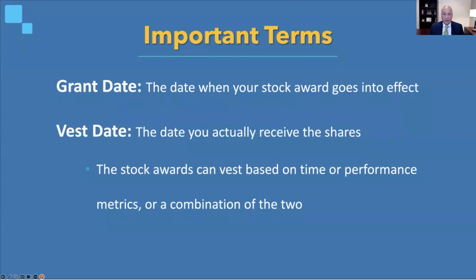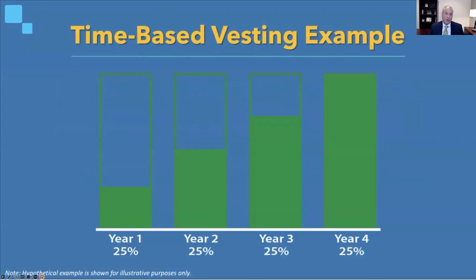There are typically two types of vesting available. One is a time-based vest, the other is a performance-based vest. Some plans actually offer a combination of the two, but let's take a look at this time-based vesting example here. This slide illustrates a vesting schedule that shows the granted shares vesting evenly over a 4-year period. Let's say you're granted 1,000 shares over a 4-year vest schedule. You'd get 250 shares vesting in the first year, 250 shares in the second year, and so on until you get all of the grant by the end of the 4th year.